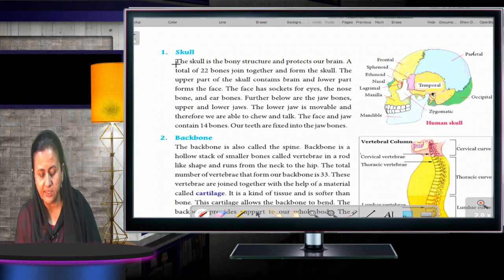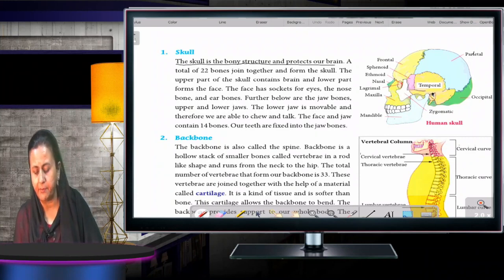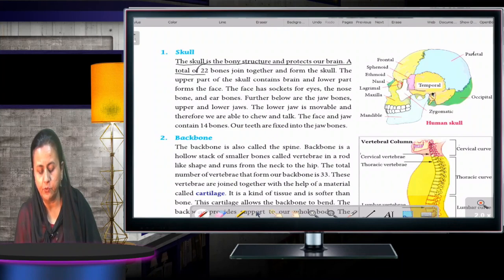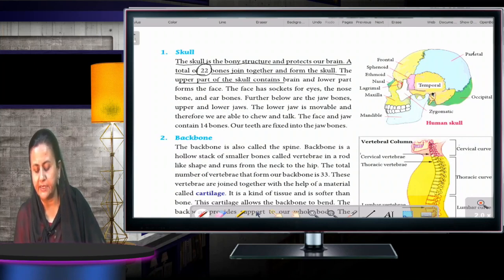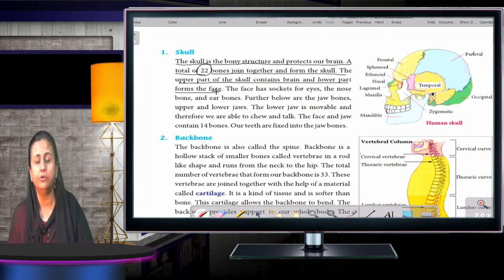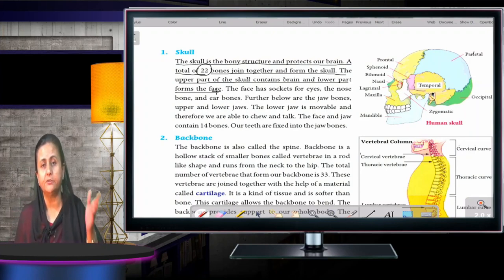Okay, now the skull is a bony structure and protects the brain. A total of 22 bones together join and form the skull. The upper part of the skull contains the brain and the lower part forms the face. Just now as I have told you, the upper part is protecting the brain, okay, and the lower part is forming the face, okay.